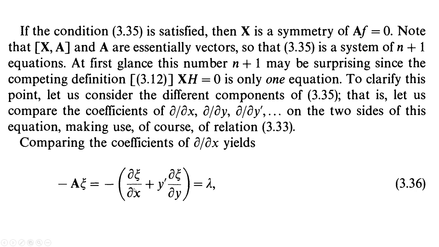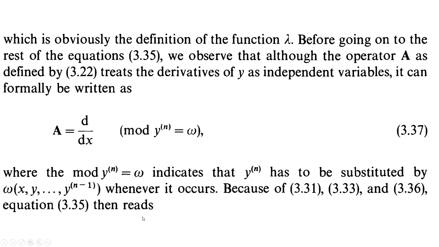So what are we going to do here? We are going to compare the right and left side with the help of partial by partial x, partial by partial y, partial by partial y dash. They are independent terms, so we compare like terms on both sides. That will give me the first operator on xi giving me lambda. So this is in fact the definition of lambda, and this is the total differential operator.